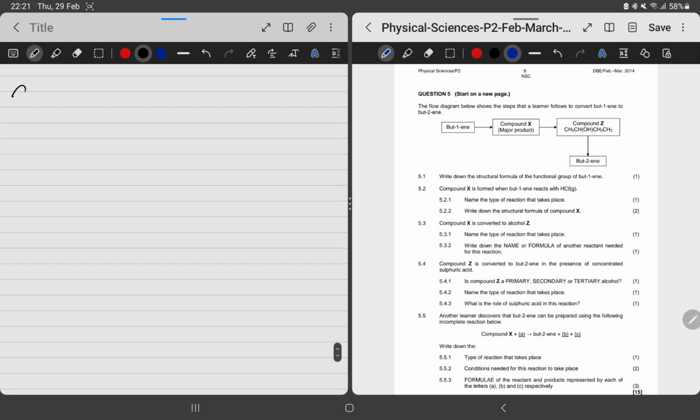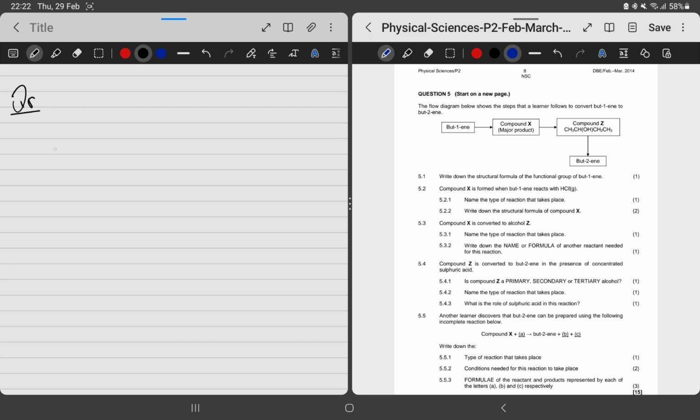Question 5. The flow diagram below shows the steps that a learner follows to convert but-1-ene to 2-bromobut-2-ene. Okay, but means 4 carbons. By the way, we are still continuing with that strategy where we don't look at the questions, we just use the information that is given to us to try and simplify the diagram or the compounds that we are given. So we are still doing that.